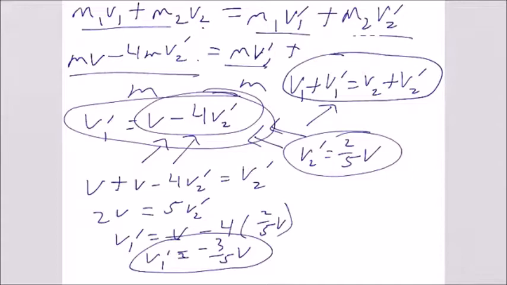That's the velocity of the first object after the collision. Now we also need to know the velocity of the second object after the collision. Well, actually we already got that. We've got that right here. So this is the velocity of the first object after the collision, and 2/5 times v is the velocity of the second object after the collision.